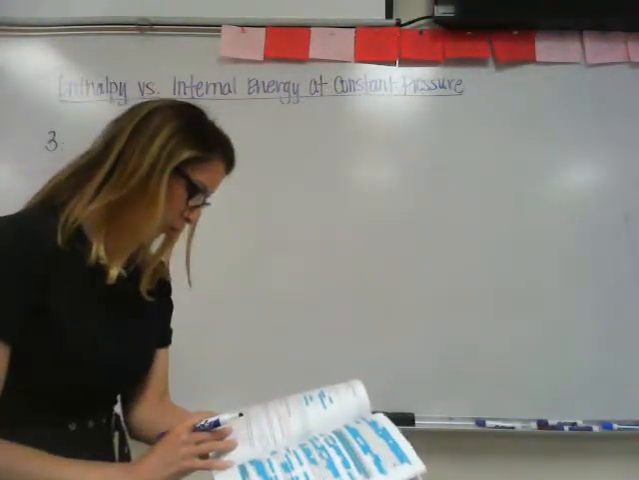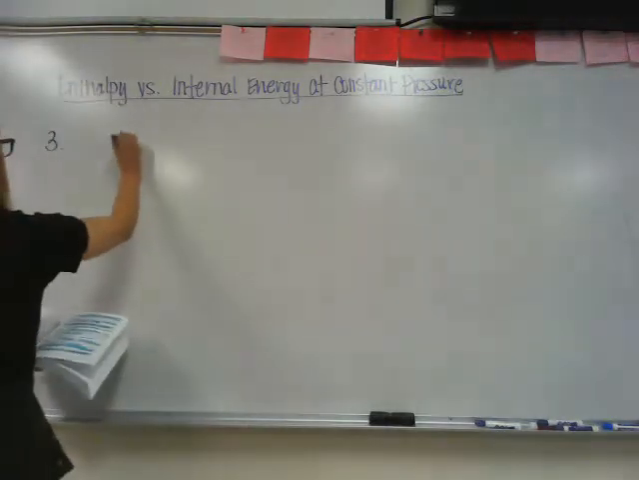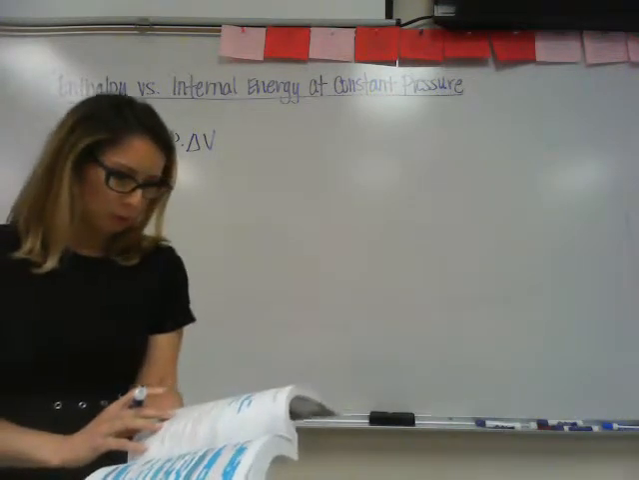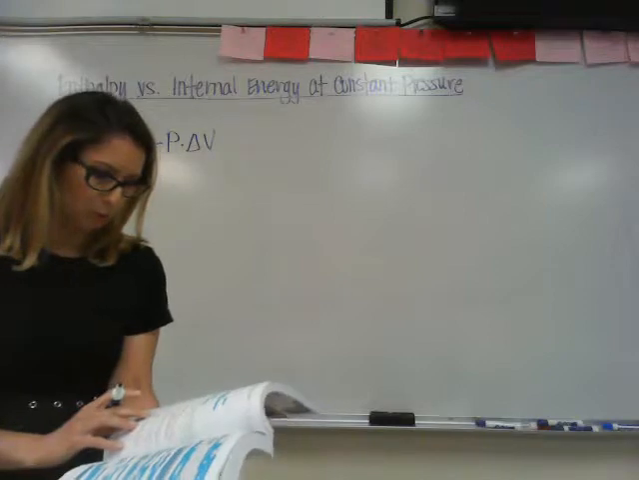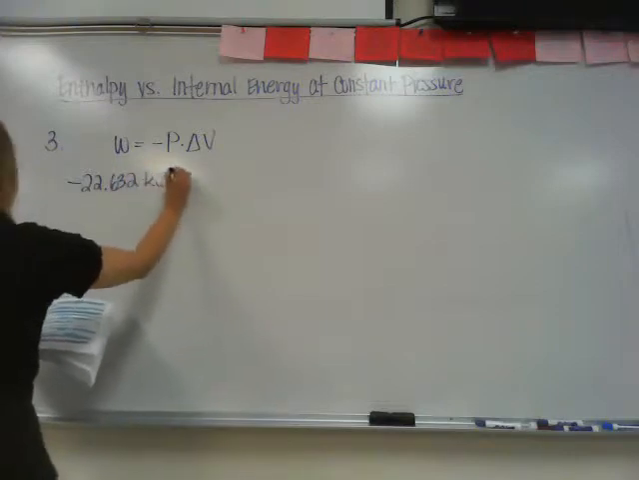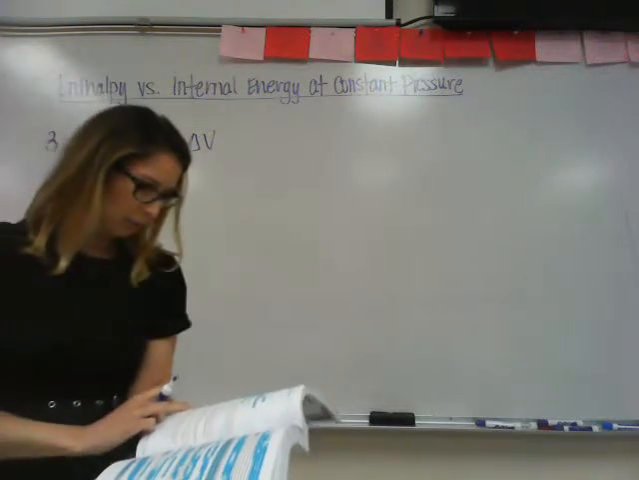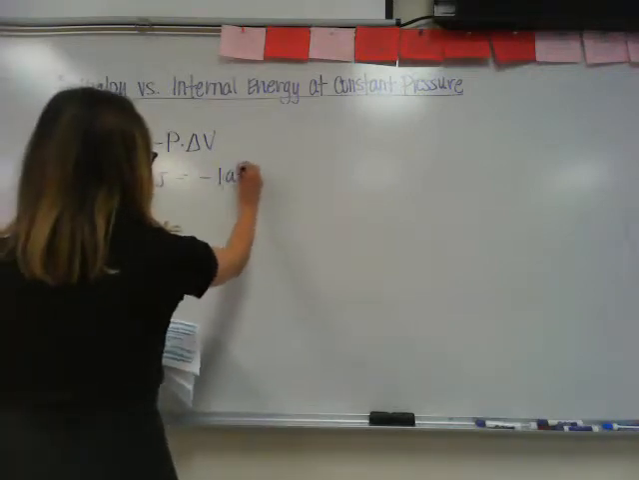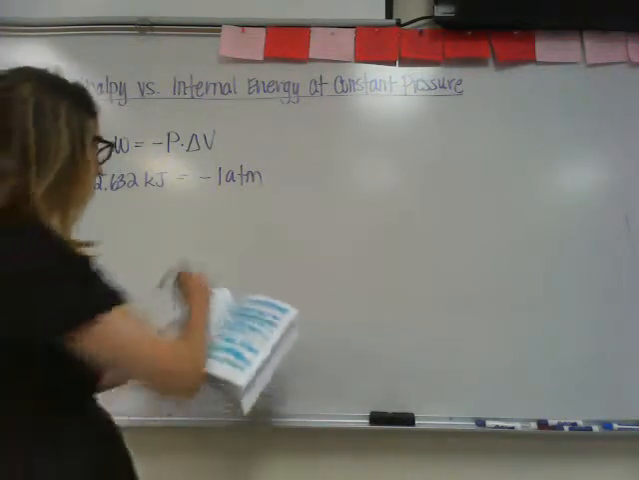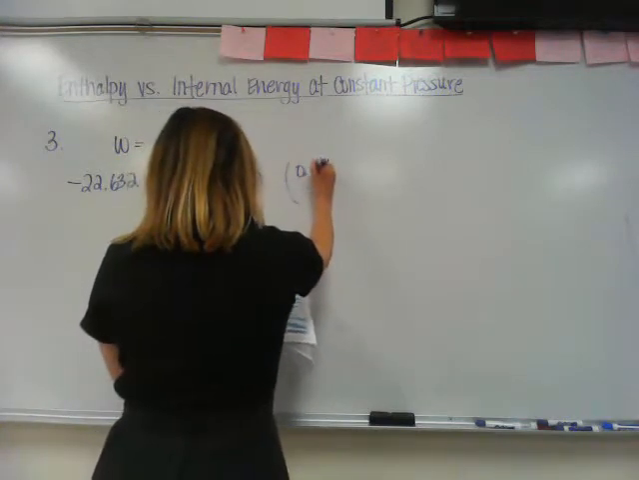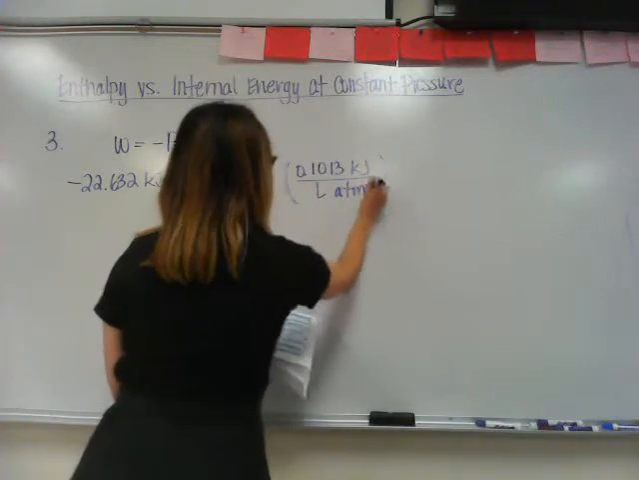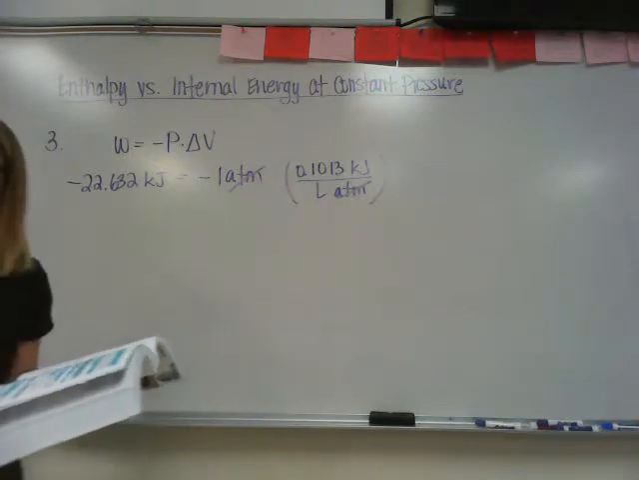Okay, so what I would do is use work equals negative pressure times the change in volume. They told you that it requires 22.632 kilojoules of work. That's going to end up being negative. And then your pressure is 1 atm exactly, so negative 1 atm. Your change in volume, wait, before that, I've got to convert. I need to use 0.1013 kilojoules per liter times atm, so I can cancel atm out to get me to kilojoules, okay?